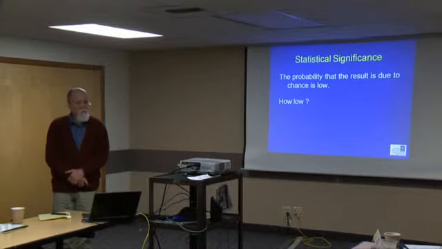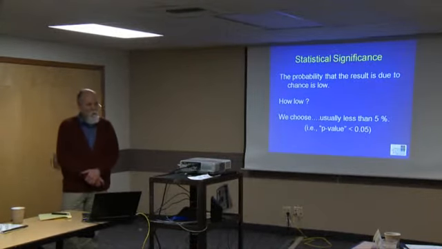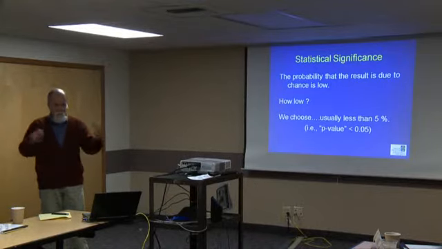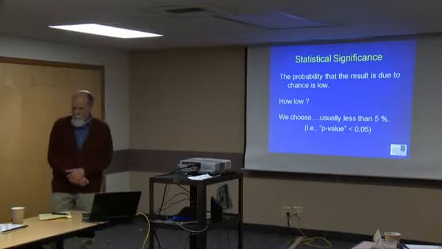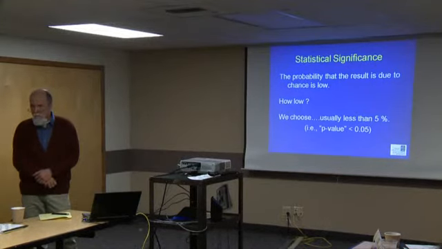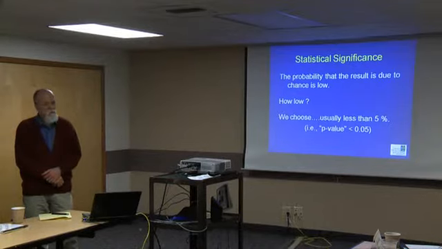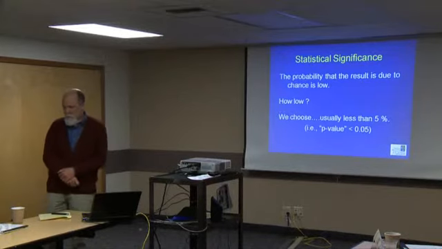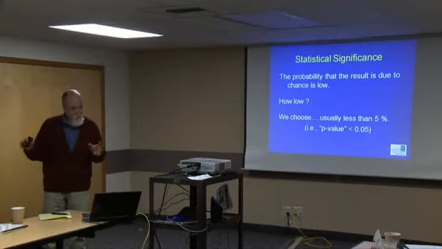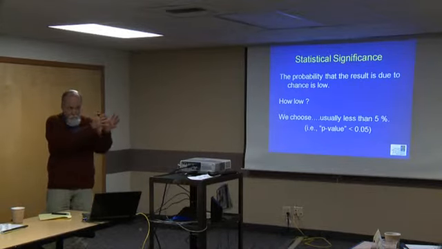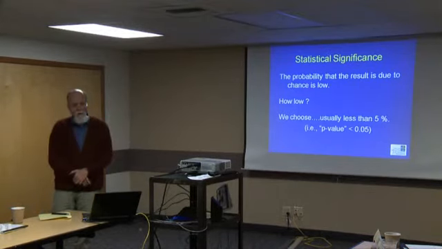Now, how low? When we say low, well, we choose. Now, when I say we, I don't mean those of us who are going to be working on the particular project just decide on a whim and pick the value. There's a convention. There's a standard that statisticians use. It's usually less than 5%. So most of the time, a statistician will feel like something is statistically significant when the likelihood that the finding was just by chance and doesn't reflect a real phenomenon in the world is less than 5%.